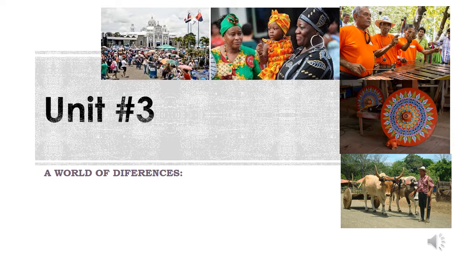In unit number 3, we're going to study the topic Aware of Differences. In this unit, we study the differences in our own culture and in other cultures. As we can see in these pictures, even in Costa Rica, we have different traditions and customs in each province. In this lesson, we are going to review the most important grammar topics of unit number 3.